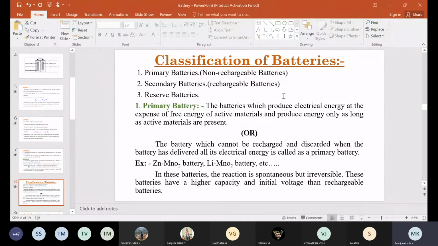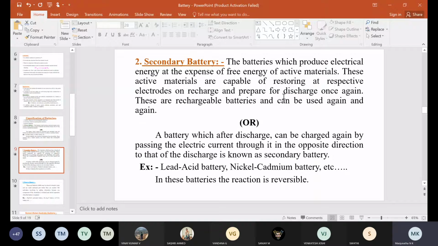In these batteries, only the discharging process takes place; there is no recharging process. This is the first one, that is primary batteries. Coming to the second type of batteries, that is secondary batteries.